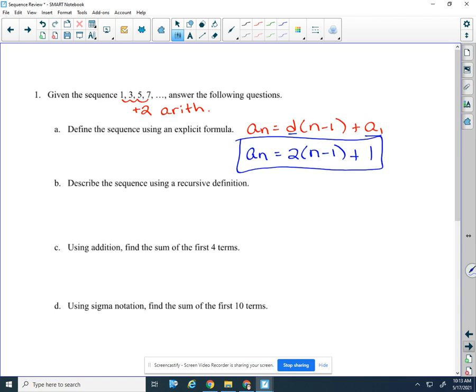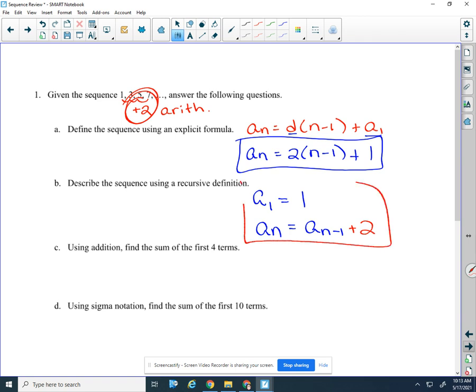Now it says describe the same sequence using a recursive definition. You have to say what your first term is. If you don't, it's not a complete definition. Then to get any term, you do your previous number, and then what's happening to it. Here we're adding 2. This is your entire recursive definition. You gotta have 2 lines.